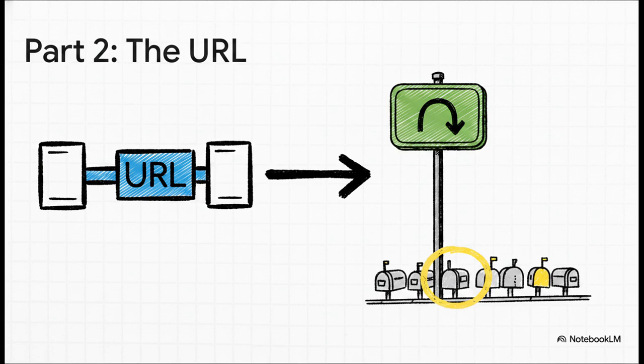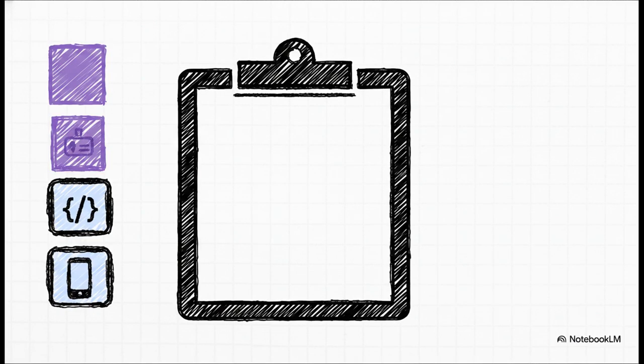Next is the URL. Now, if the method was the verb, then the URL is the noun. It tells the server which thing you want to perform the action on. For instance, a URL with /orders in the path tells the server you want to do something with the collection of orders. You can even add query parameters to filter things down, like asking for orders that belong only to a specific user.